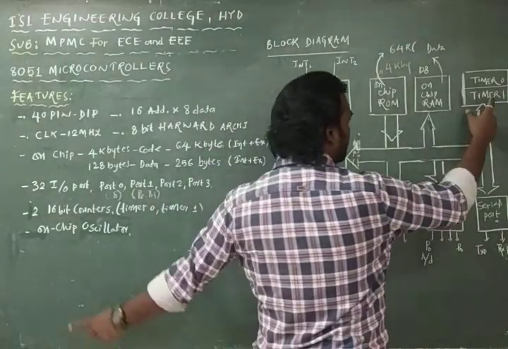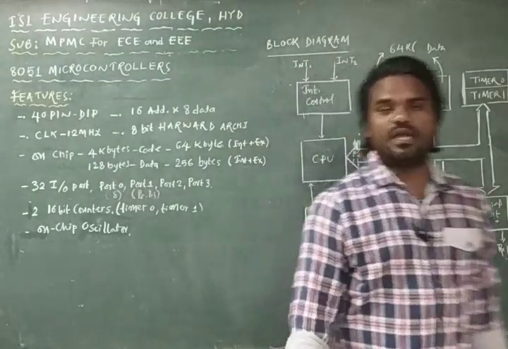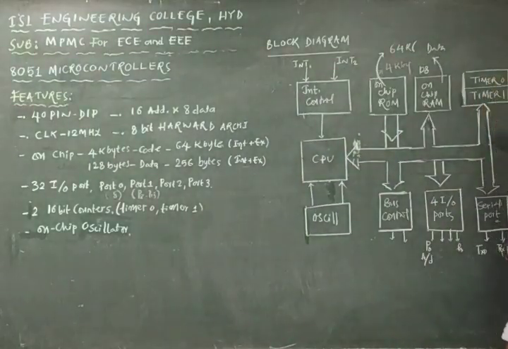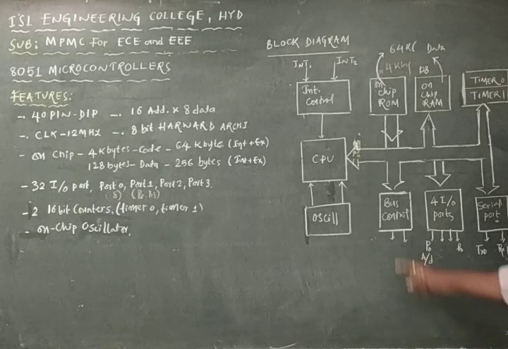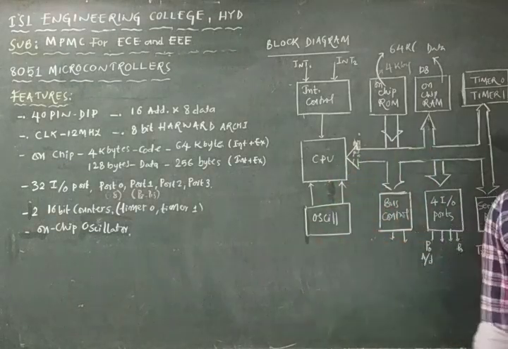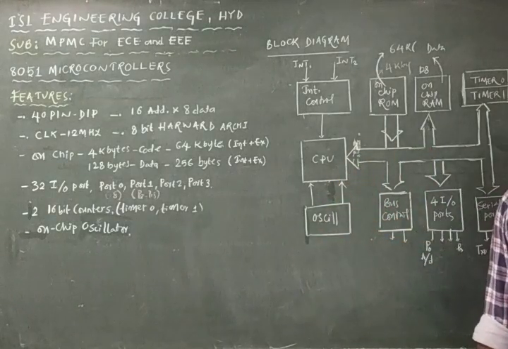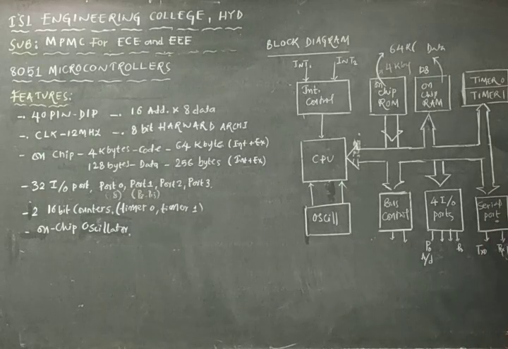As I said just now, the 8051 has two timers, each 16-bit wide, timer 0 and timer 1. And the bus control is going to have control over all the buses, that is the system bus, data bus and the control bus.